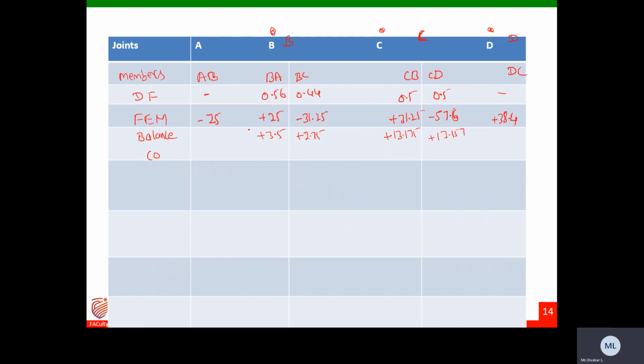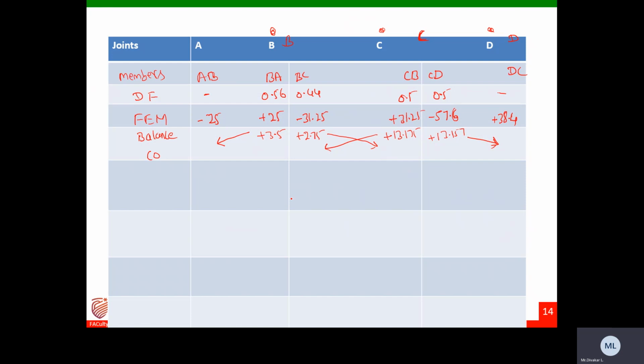Next step is to do the carryover. How to do the carryover? I explained in the previous example. We need to do the carryover to the adjacent support if it is fixed or continuous. Let us say joint A is fixed, I can do the carryover. With respect to joint B, C is continuous, I can do the carryover. Here also I can do the carryover because with respect to C, D is fixed.